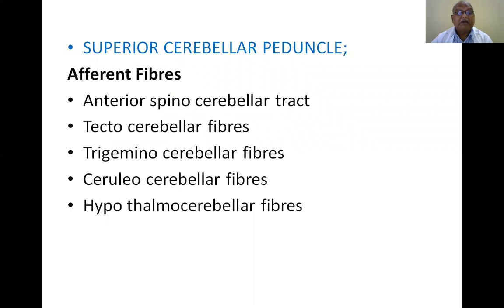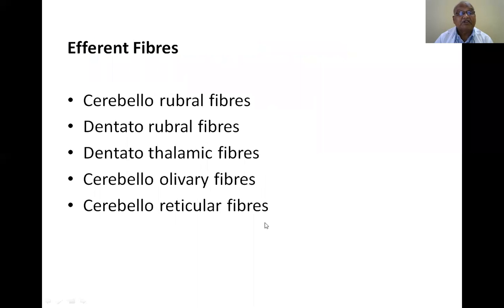Now, the superior cerebellar peduncle afferent fibers: anterior spinocerebellar tract, tectocerebellar fibers, trigeminocerebellar fibers, cerebellocerebellar fibers, hypothalamocerebellar fibers. So these are all afferent fibers. Efferent fibers: cerebello-rubral fibers from the cerebellum to the red nucleus. Dentatorubral fibers from the dentate nucleus present in the neocerebellum to the red nucleus present in the midbrain. Dentatothalamic fibers from the dentate nucleus to the thalamus, a sensory relay, and cerebello-olivary fibers.